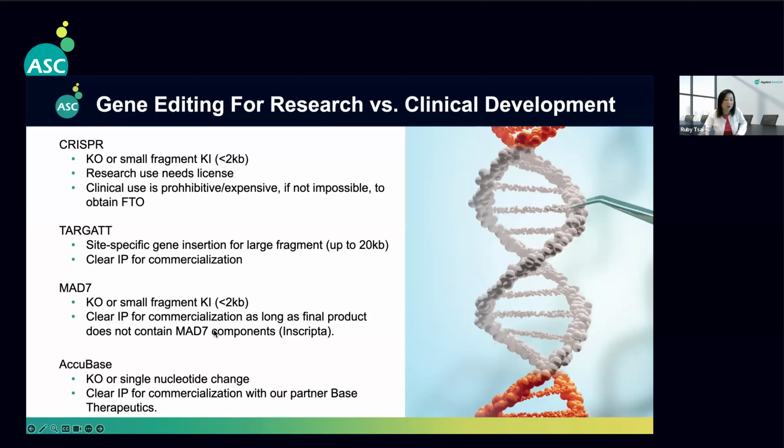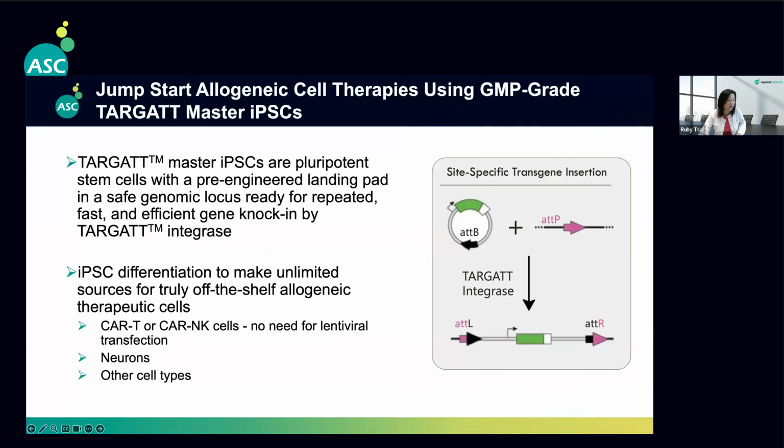And knockout using Mad7 has very good freedom to operate because Inscripta basically allows people to use their technology as long as the final product does not contain Mad7 components. So you can use the components to generate the cells, and once the cells are generated, these components are no longer there, that's fine. So we use that to make knockout.